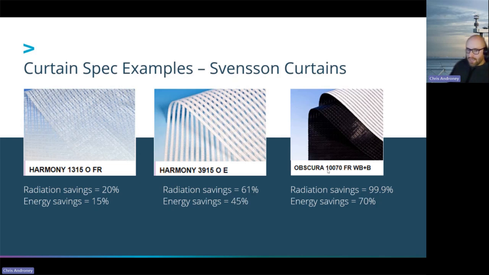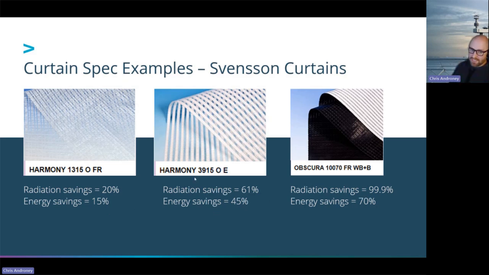And then the Obscura 10070FR WB plus B, that'd be a good example of a blackout curtain. So radiation savings 99.9%. If anybody's ever been in a greenhouse that's in blackout mode with a proper blackout curtain, you're blocking 99.9% of the light. And since those curtains are thicker, you get a little bit more energy savings as well at 70%. So that information, if I'm going to commission a curtain installation, that's going to be my first question.